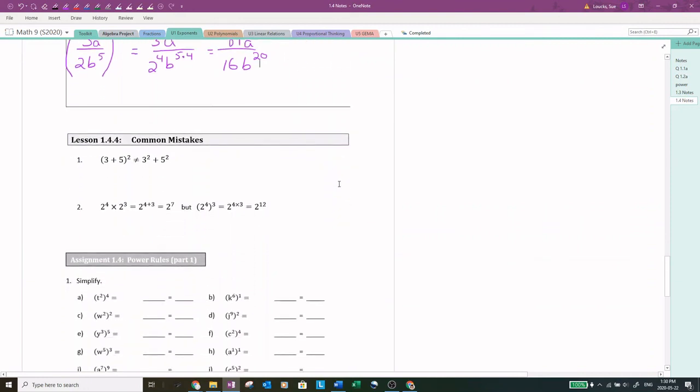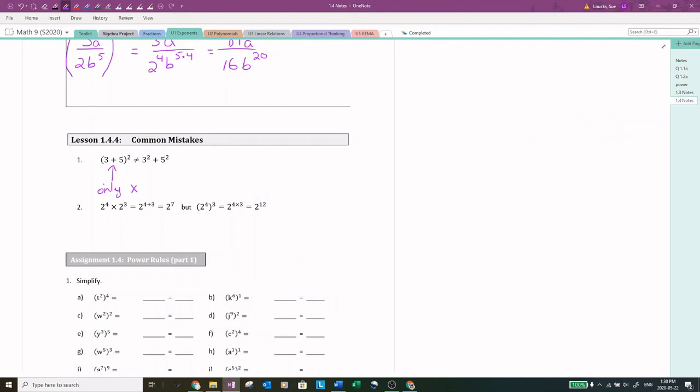All right, let's look at some common mistakes that happen. You cannot apply any of these rules if there's a plus sign inside here. It only applies for multiplication, not for adding. If it's addition, there's a different way you do it, which you'll learn next year. But you can't apply the exponent rules if there's a plus or a minus inside there.